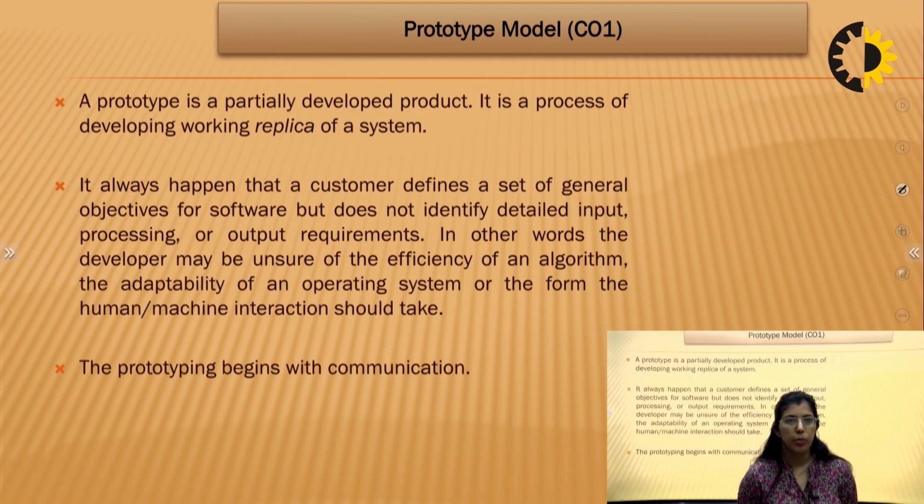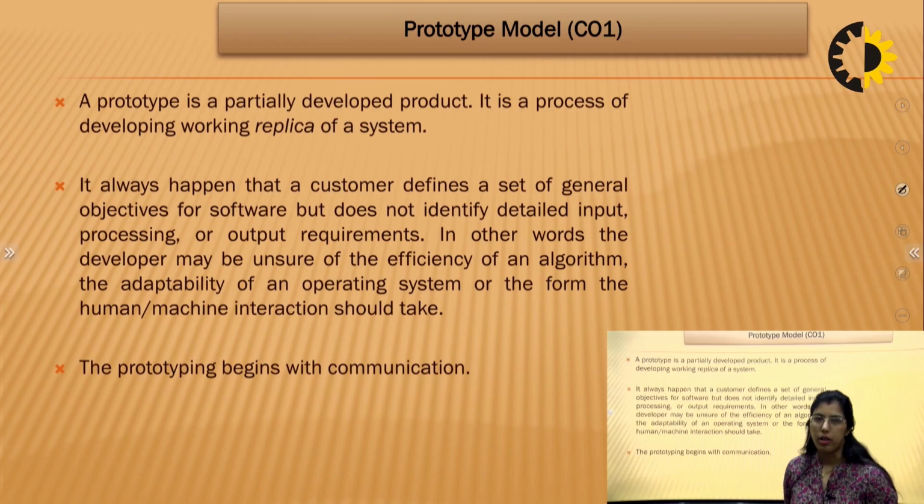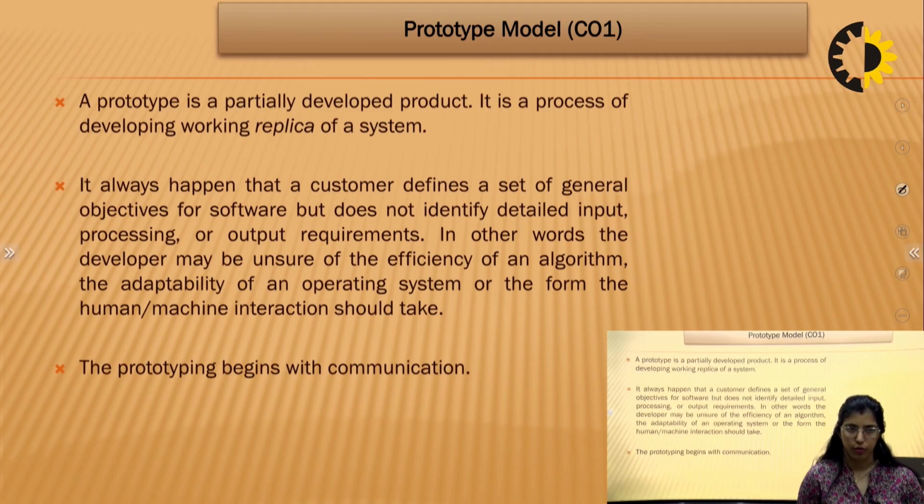Next model is your prototype model. It is a partially developed product. A prototype is nothing but a part or a subset of your final product with some one or two functionalities, right? It is a process of developing a working replica of your system. It always happens that a customer defines a set of general objectives for the software, but does not identify detailed inputs, processing, or output requirements.